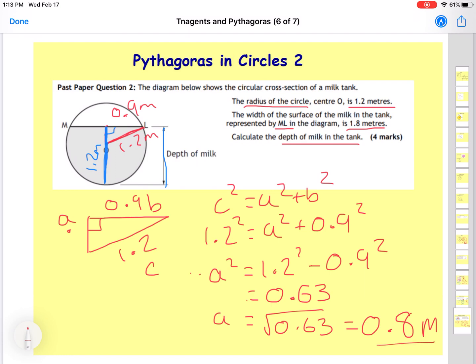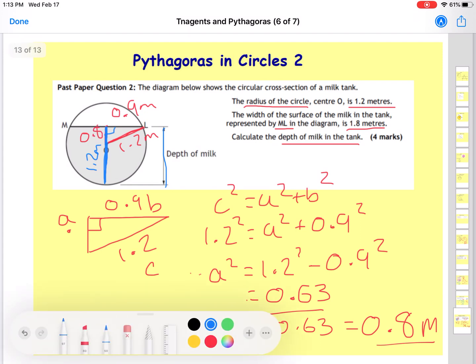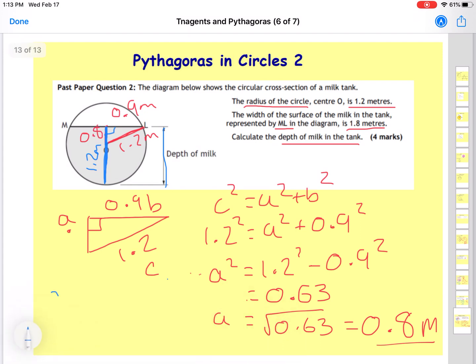Now that tells me that 0.8 is in here. Therefore, the whole depth of milk within the tank is the 0.8, which comes from the top of the milk to the centre of the circle, and then the 1.2, which comes from the centre of the circle to the bottom of the tank. 0.8 and 1.2 is equal to 2 metres in total, and that's our final answer.